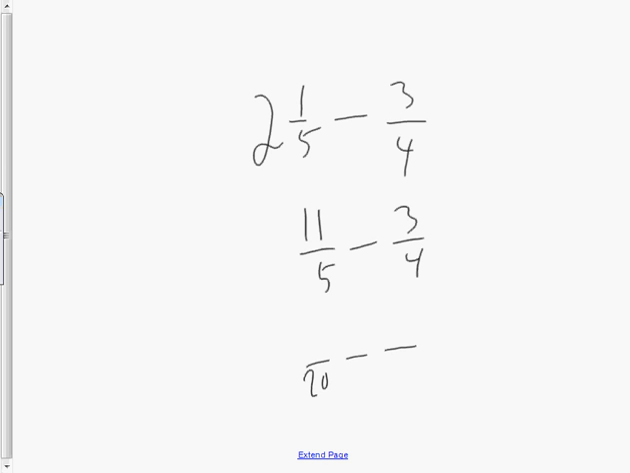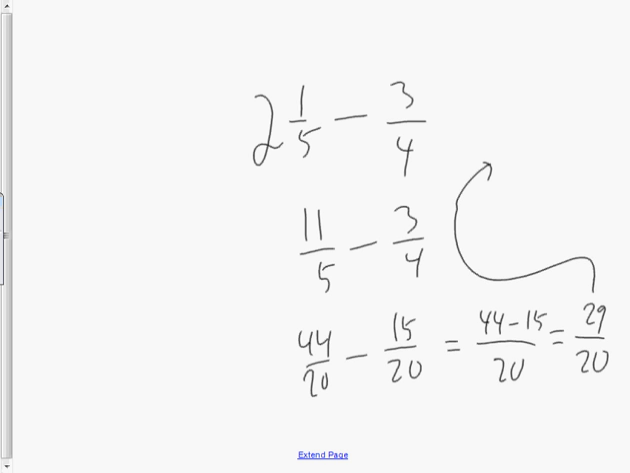Question number 28 is 2 1/5 take away 3/4. Again, you have subtraction that involves mixed fractions. Intelligent people don't borrow. So you'd have 11/5 take away 3/4. Your common denominator will be 20. You'll have 44/20 take away 15/20, which is 44 take away 15 over 20, which is 29 over 20, which is improper. 1 9/20 is your final answer.